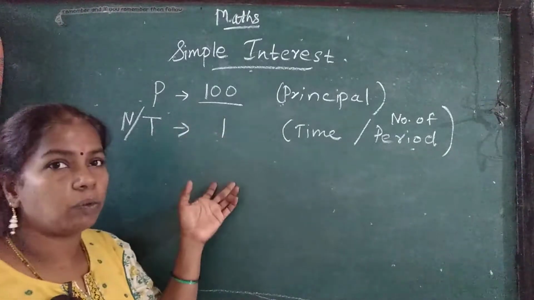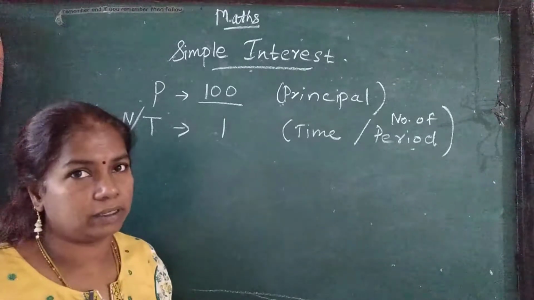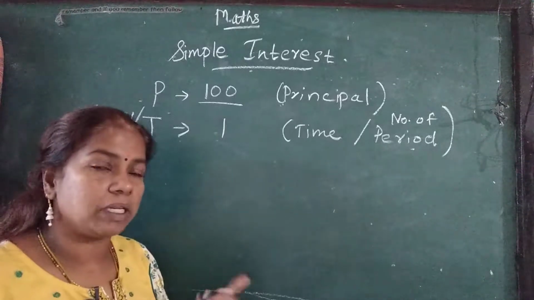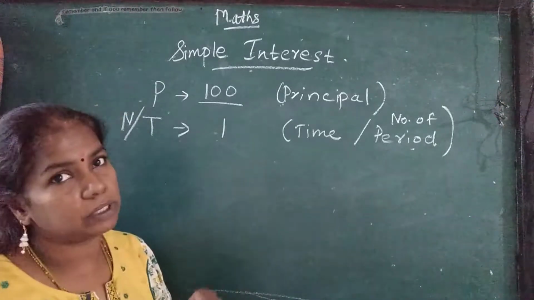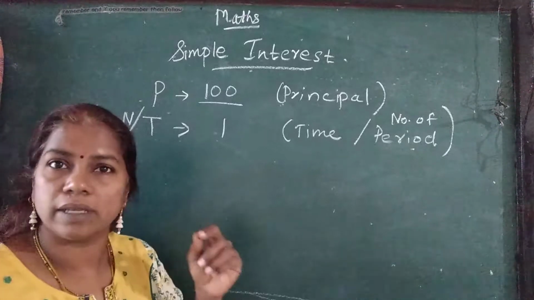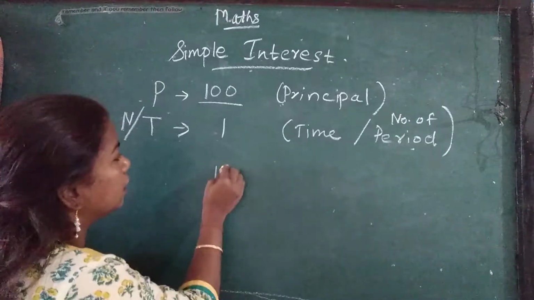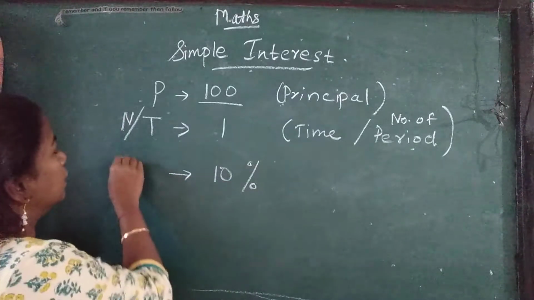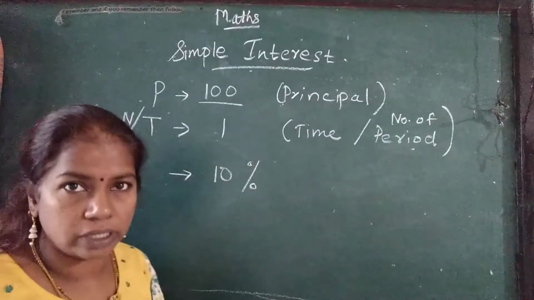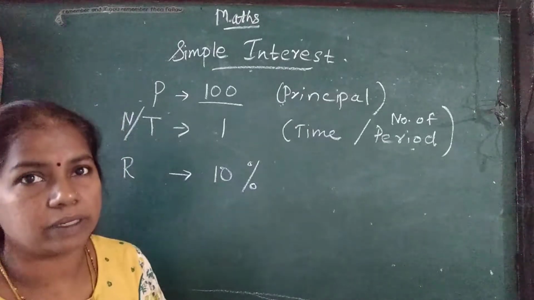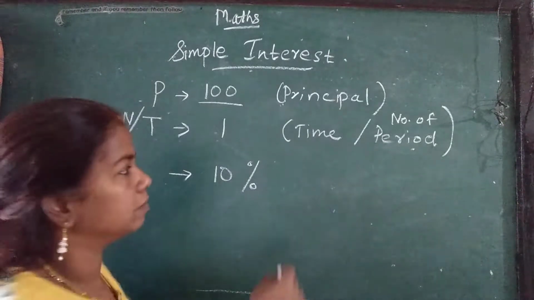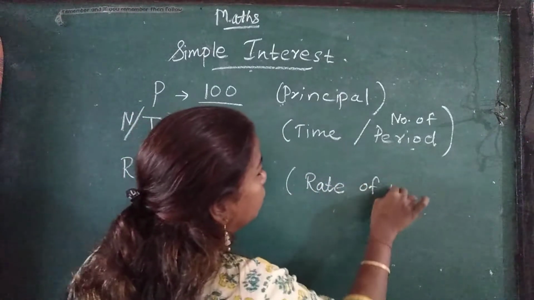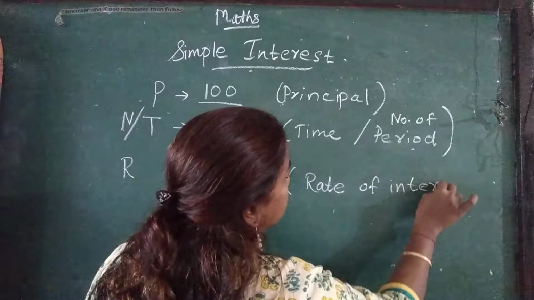Principal, time. Now when I return that money to my friend, he wants some extra money. How will I calculate the extra money? Suppose he says that you give me 10% interest. 10% what? Rate of interest. He is charging a 10% rate of interest. R, rate of interest.